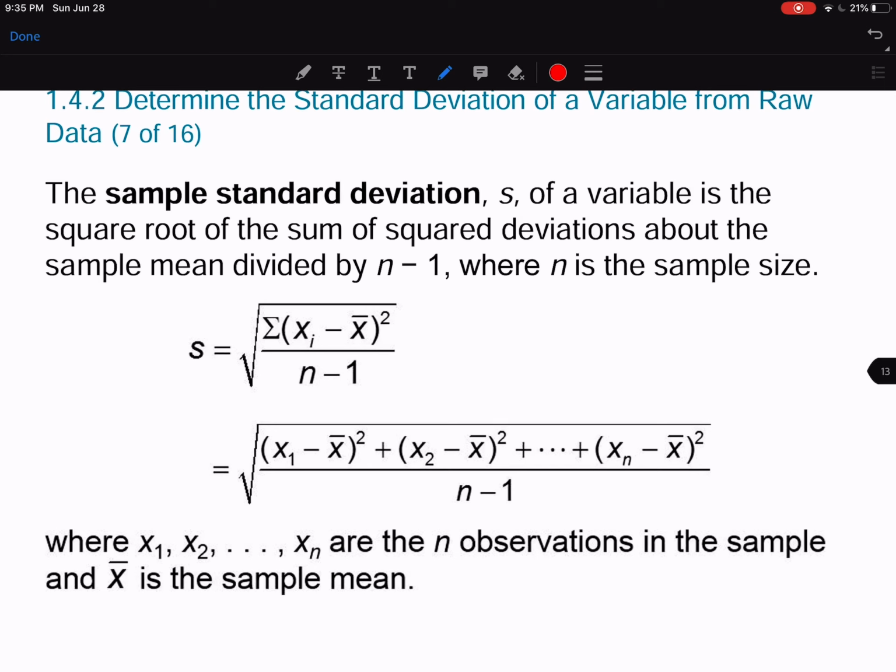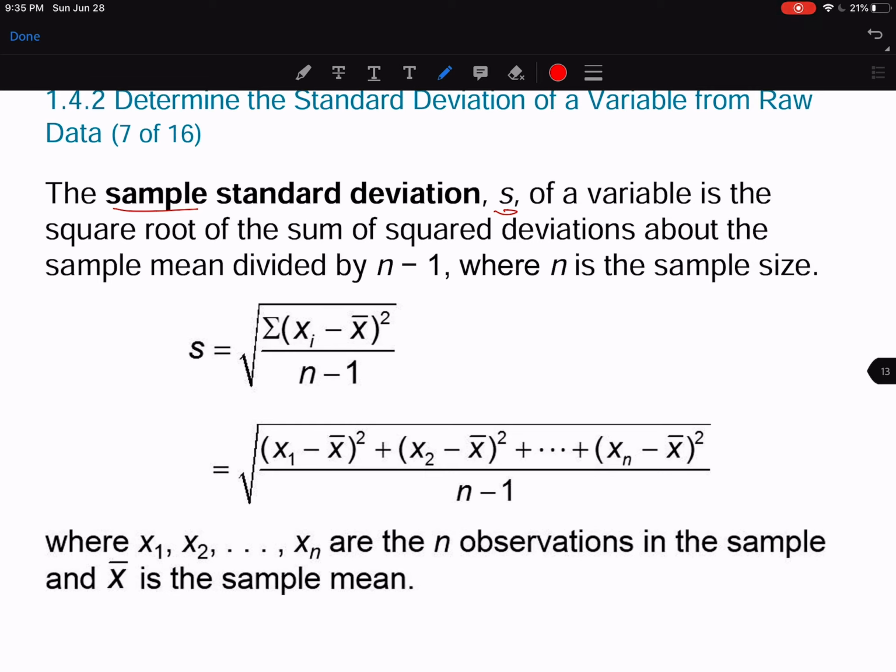Now, let's take a look at the sample standard deviation. Of course, since we have the word sample here, this is a statistic. The sample standard deviation, denoted by little s, of a variable is the square root of the sum of the squared deviations about the sample mean divided by n-1, where n is the sample size.